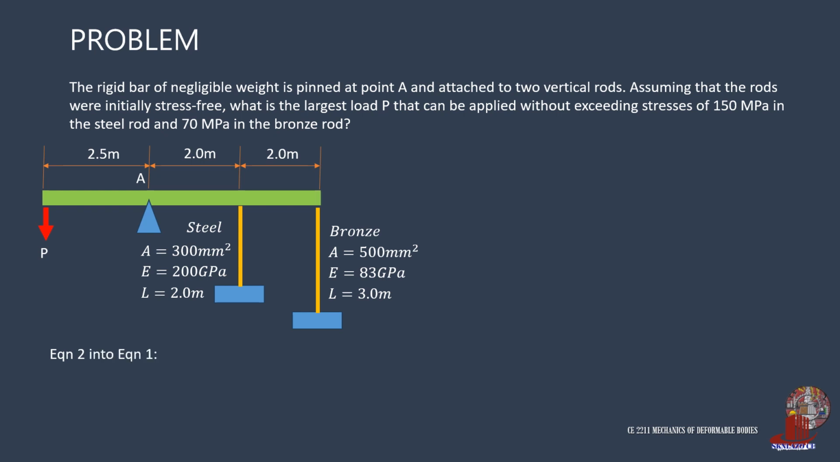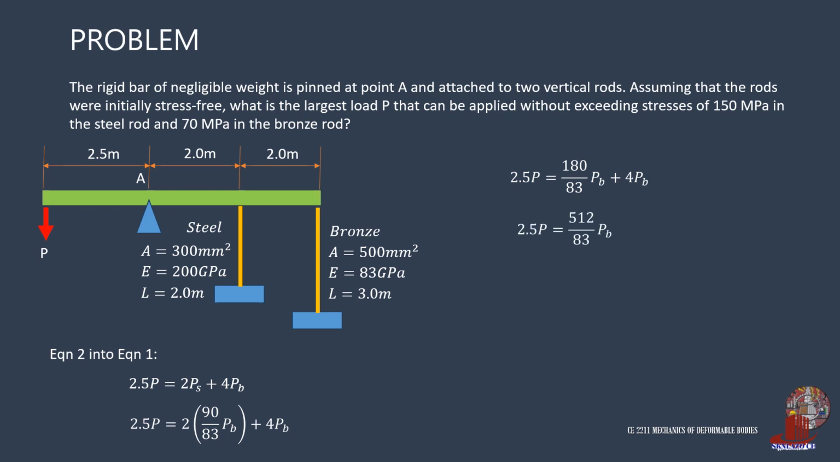Place equation 2 into equation 1. That is 2.5P is equal to twice of P of S, which is 90 over 83 of P of B, plus 4 of the load of bronze. Distribute external factors and have 2.5P as equal to 180 over 83 of P of B plus 4 of P of B, which is simplified as 2.5P as equal to 512 over 83 times P of B. Label this as equation 1 prime.